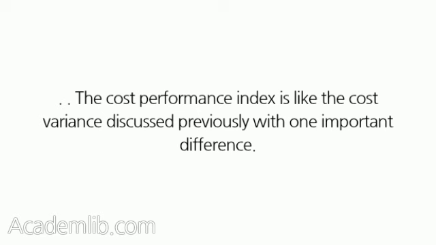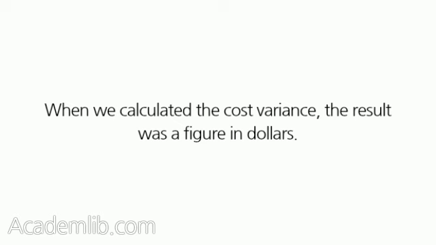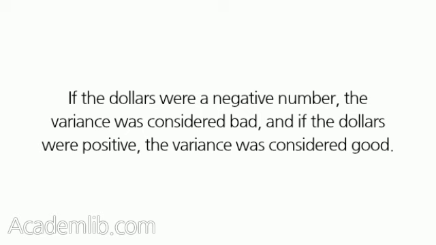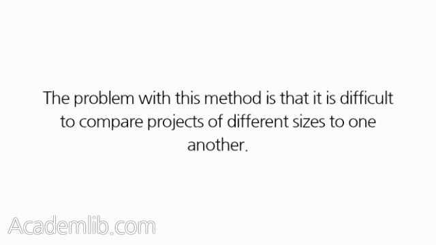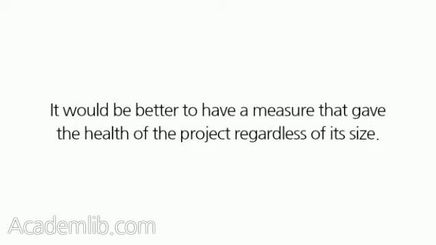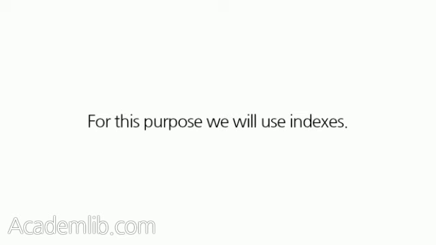The Cost Performance Index is like the cost variance discussed previously with one important difference. When we calculated the cost variance, the result was a figure in dollars. If the dollars were a negative number, the variance was considered bad, and if the dollars were positive, the variance was considered good. The problem with this method is that it is difficult to compare projects of different sizes to one another. It would be better to have a measure that gave the health of the project regardless of its size. For this purpose we will use indexes.